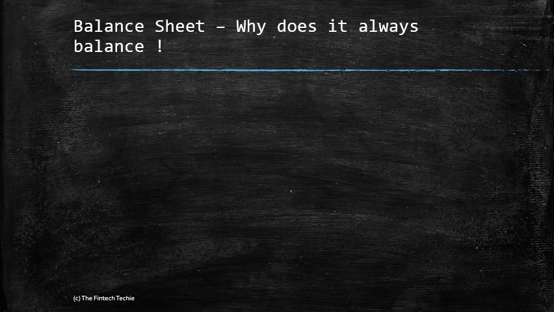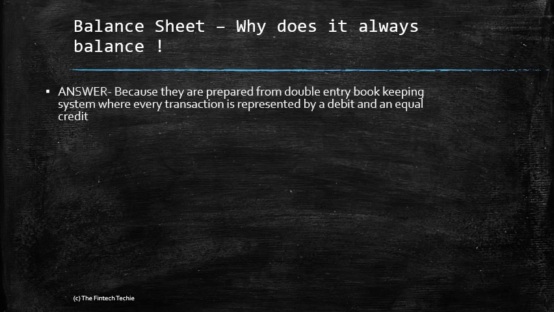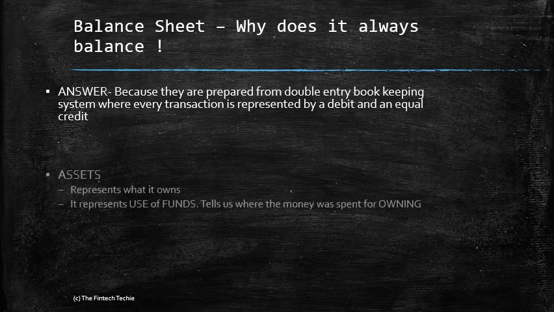Let's try to understand why the balance sheet balances. So some say that it balances because they are prepared from a double entry bookkeeping system, where every transaction is represented by a debit and an equal credit. The answer may seem confusing, but there's a simpler explanation for the same.